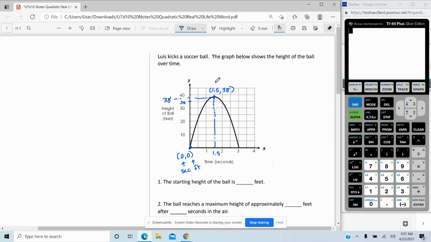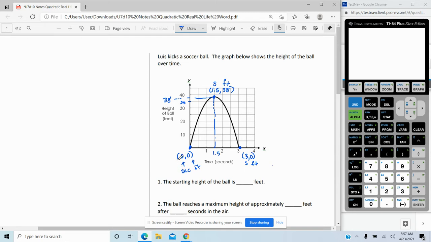And I like to just make a note, hey, this is my seconds, and this is my feet. Then over here is another critical point in our parabola, of course, parabola being the shape of a quadratic. We have a point right here called 3, 0, and that one is 3 seconds at 0 feet.